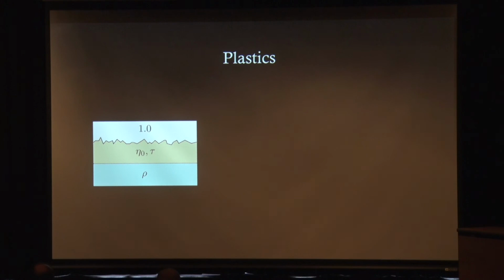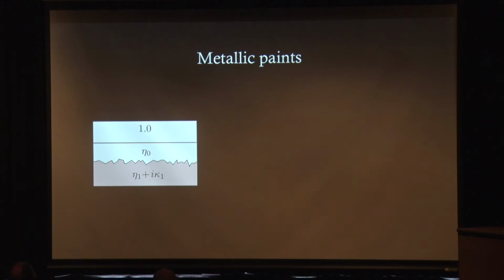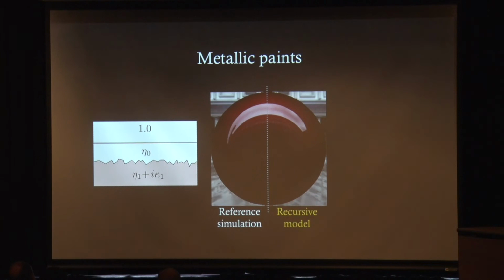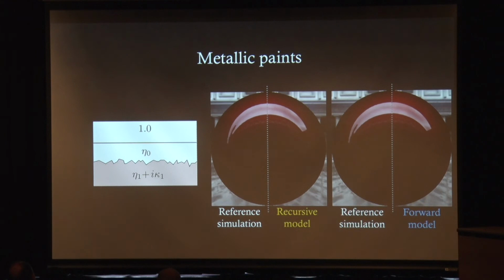Now, if we turn our interest to metals, for instance, metallic paints, we have a smooth interface on top. This time, the recursive model gives nearly perfect results. And the forward model is pretty good as well, slightly brighter, even if it's hard to see here.